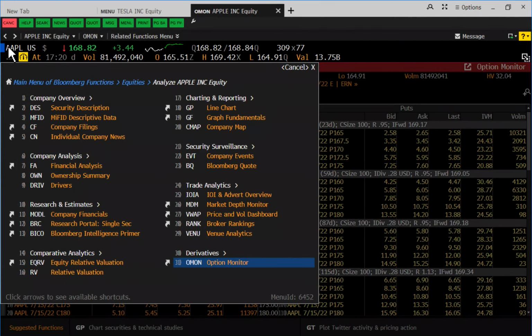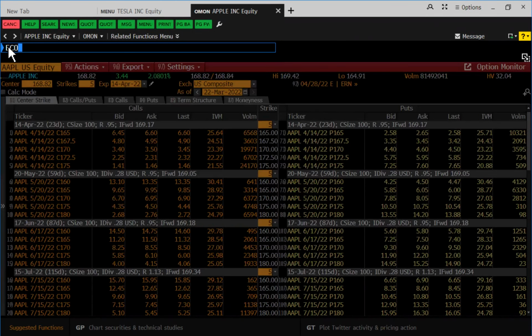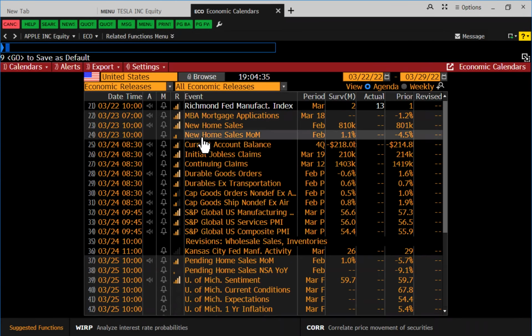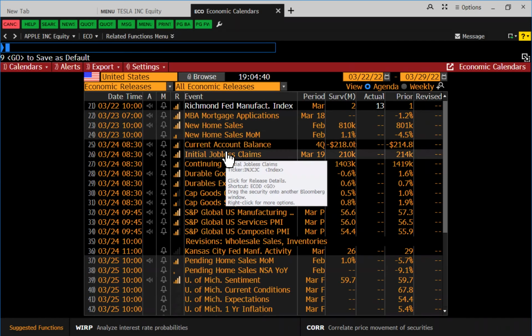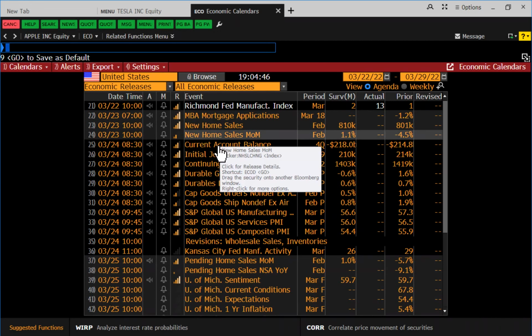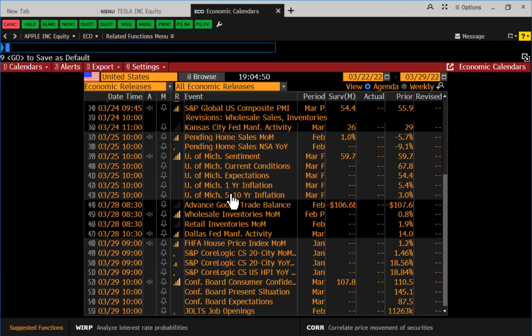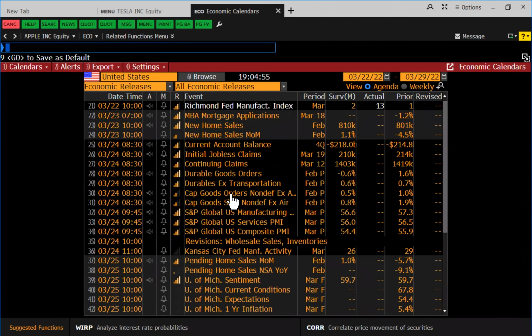Another macro level data that people always use is the economic calendar, so ECO. This economic calendar is the calendar for different macroeconomic indicators or indexes. For example, usually people will look at the unemployment rate, jobless claims, PMI and CPI, the inflation and producer manufacturer index, and also the federal central bank interest rate.